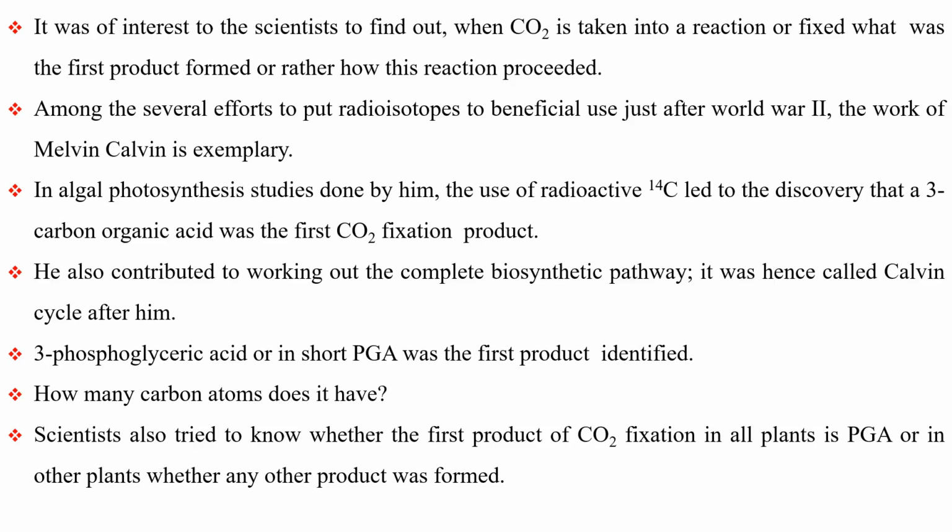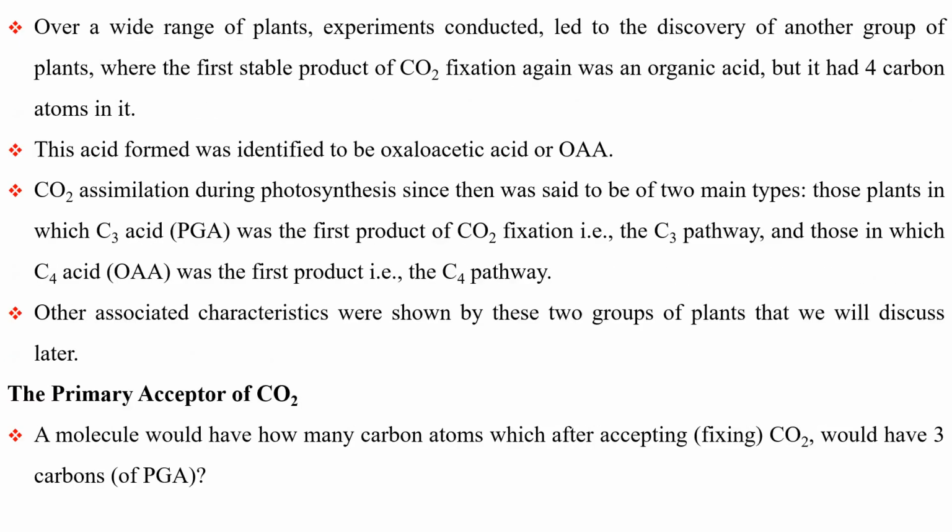Scientists also tried to know whether the first product of carbon dioxide fixation in all plants is PGA, or in other plants whether any other product was formed. Over a wide range of plants, experiments led to the discovery of another group of plants where the first stable product of carbon dioxide fixation again was an organic acid, but it had 4 carbon atoms in it. This acid was identified to be oxaloacetic acid, or OAA.